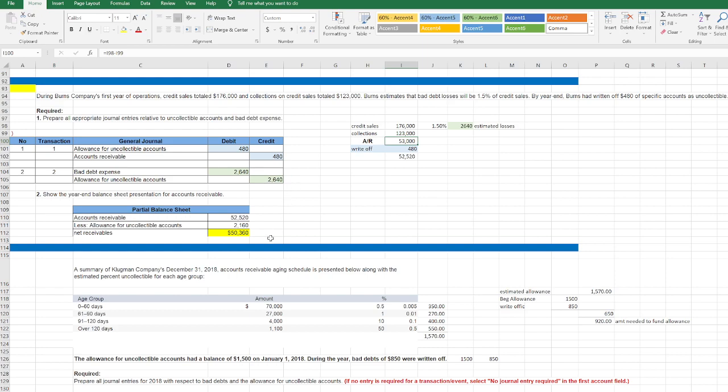Then it wants us to present the partial balance sheet. So we have accounts receivable total of 52,520. Where did I get that? Because right here we have accounts receivable of 53,000 minus the 480 gets us to 52,520. And then we're going to subtract the allowance for uncollectible, which is the 2,640 minus the 480 gets you to 2,160, and when you subtract that from the 52,520, you have net receivables of 50,360.